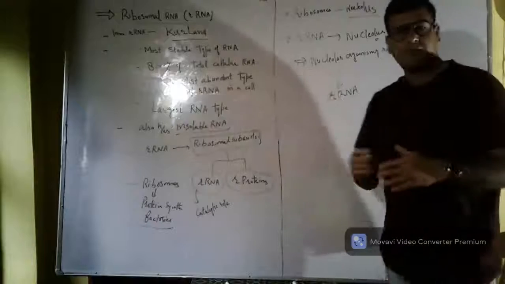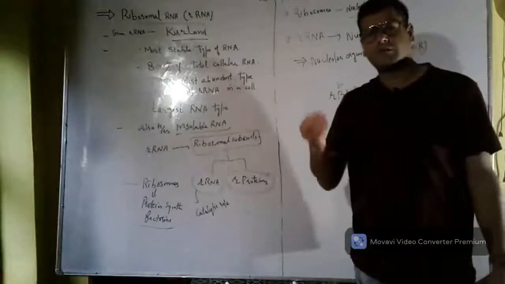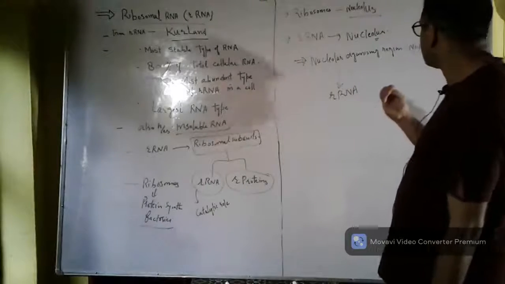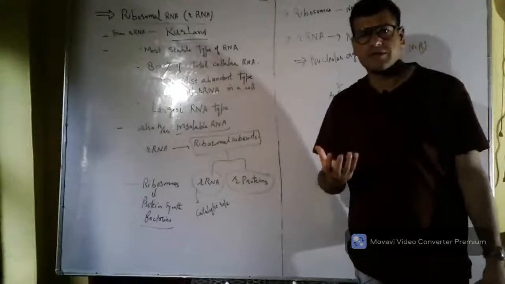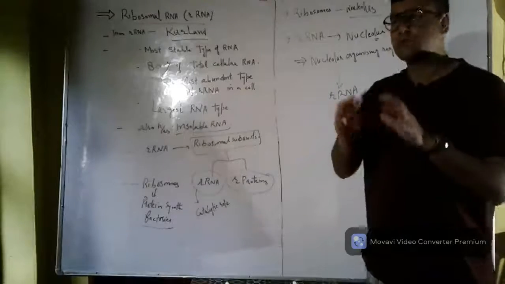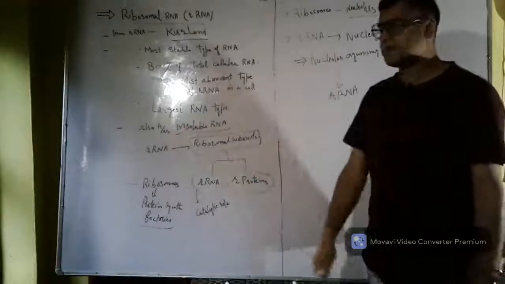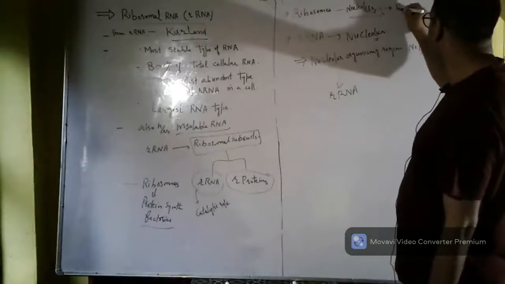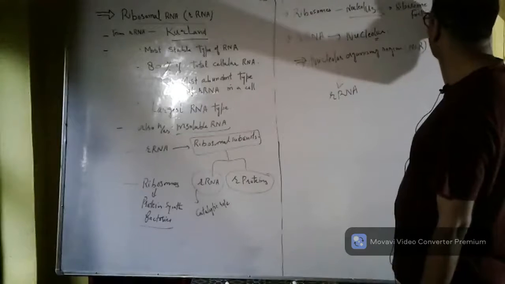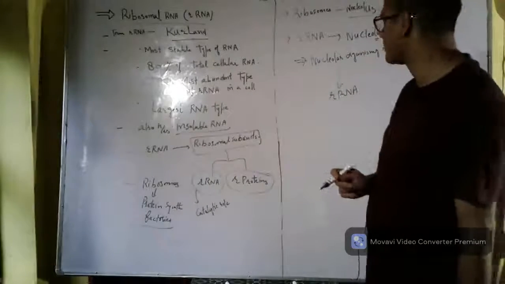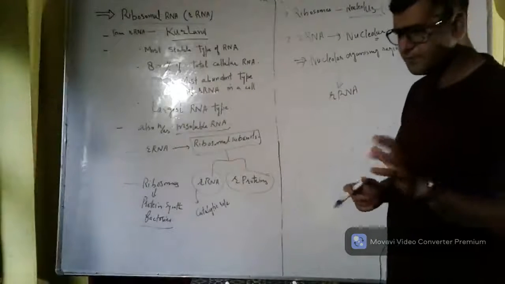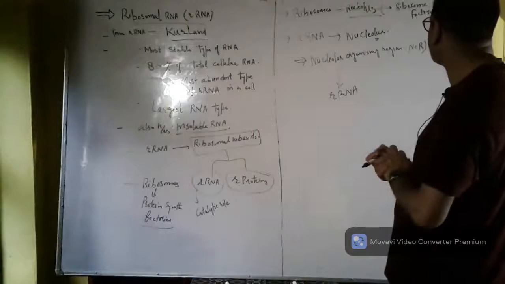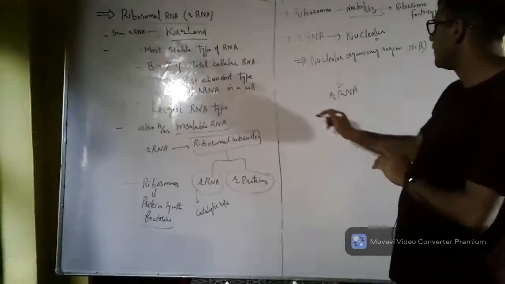So what I mean to say is that ribosomal RNA is synthesized from the specific genes present in the nucleolar organizing region of the chromosome. And these ribosomal RNAs, in combination with the ribosomal proteins, are assembled in the nucleolus. So the nucleolus is called the ribosome factory, basically because these ribosomal subunits are assembled in the nucleolus, that is why it is called the ribosome factory. Then we have another point.